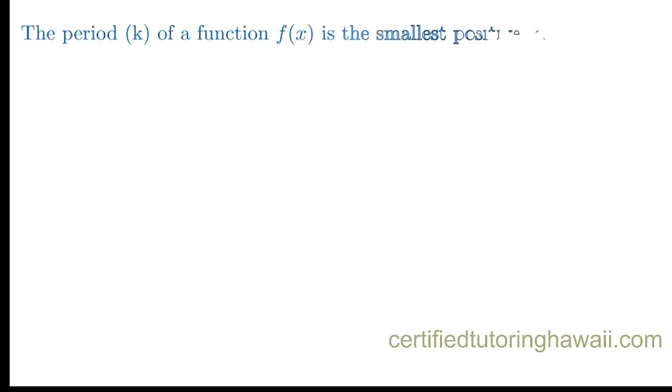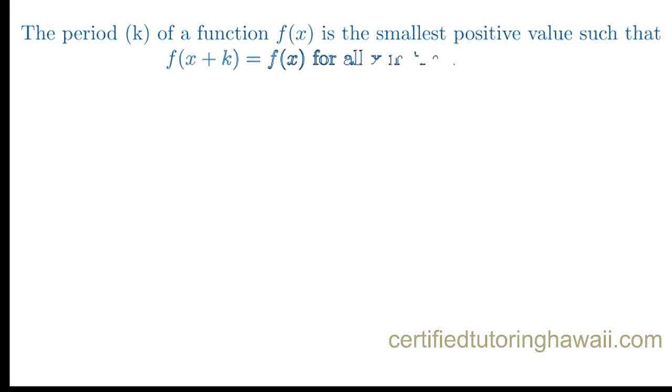A key concept when discussing periodic relationships is the period of the function. The period, which we often denote with the letter k, is the smallest positive value such that the output of the function at x plus k is the same as the output at x. This holds true for all x in the function's domain. Let's rephrase that. The period is simply the horizontal length of one complete cycle of the pattern. It's the minimum amount you have to shift the graph to the right to get the exact same graph back again.